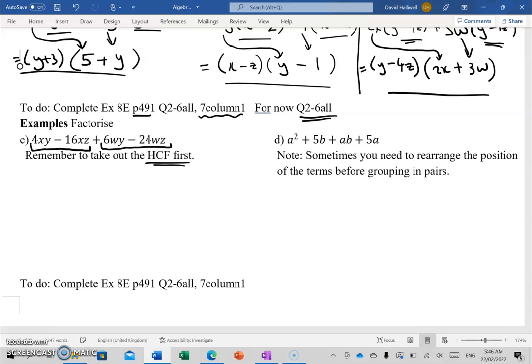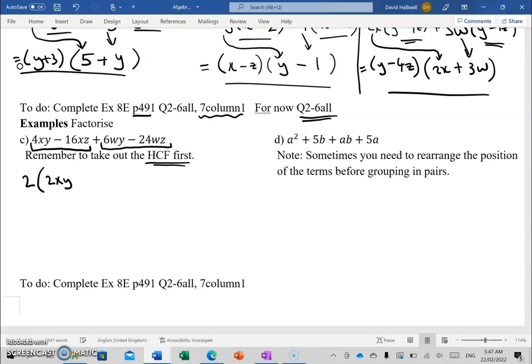So remember, whenever we're factorizing, we always look for the highest common factor first. I can definitely take out a 2. Can I take out 4? Let's see. Are 4, 16, 6, and 24 all in the 4 times table? No, I can't take out a 4 because 6 isn't in the 4 times table. But I can take out a 2. So remember, if you can take out the highest common factor, take it out. So here I'm going to take out the 2.